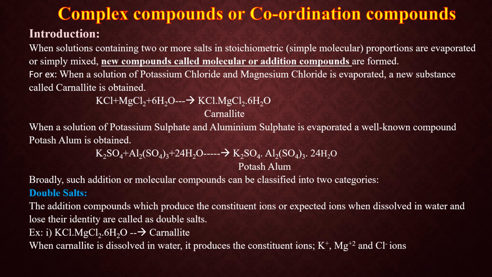Okay, students. Similarly, if we take a solution of potassium sulfate, K2SO4, and aluminium sulfate, Al2(SO4)3, and if this solution is evaporated, that means when this solution is heated or simply mixed, we get a new compound called potash alum. What is potash alum? K2SO4, Al2(SO4)3, and 24H2O.